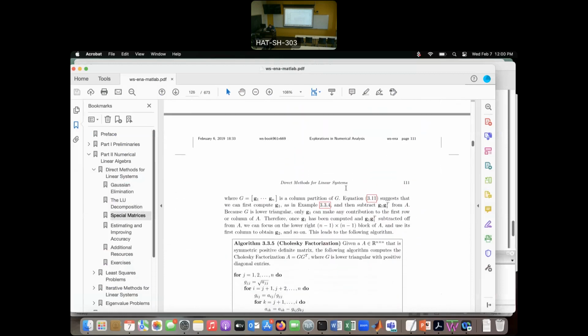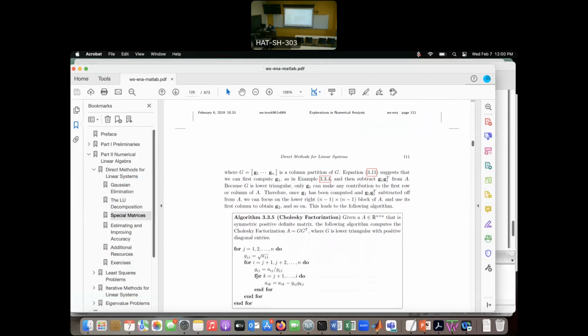So what you can do is, just like in the example, go ahead and compute G1, the first column of G, and that's exactly what I showed you. Once you have G1, you can subtract G1 G1 transpose from A. That's what's happening down here. It's taking all that stuff and subtracting it off. That eliminates the first row and column of A. Then you work on the remaining rows and columns, 2 through n. You look at its first column, and that gives you G2. And then you subtract its contribution off. So that's what this algorithm is modeled on.